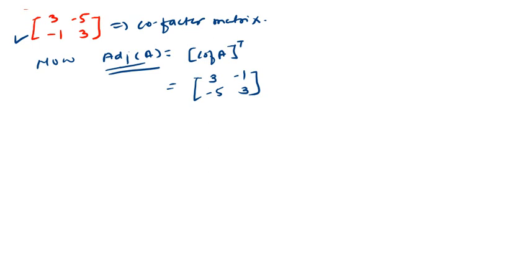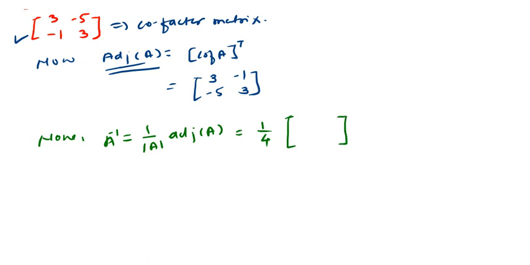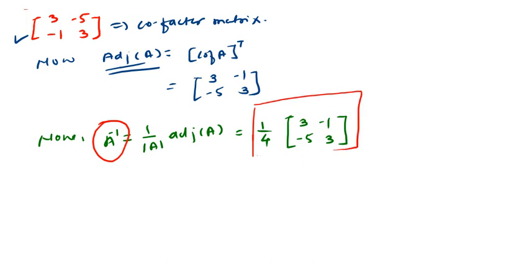Now finally we can find the inverse of the matrix, which is 1 upon determinant of A into adjoint of A. We calculated the determinant of A, which is 4, and into this adjoint of A, which is 3, minus 5, minus 1, 3, and this will be our required answer for A inverse. This will be our required matrix, which is the inverse of the matrix A.